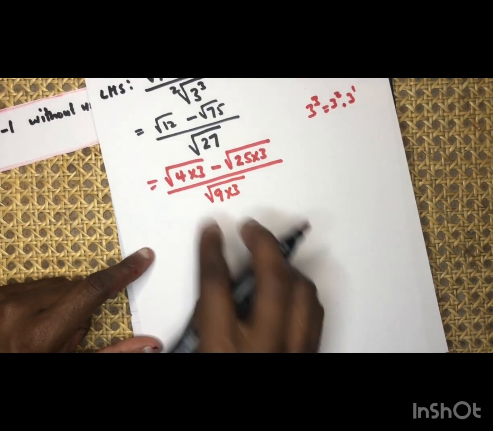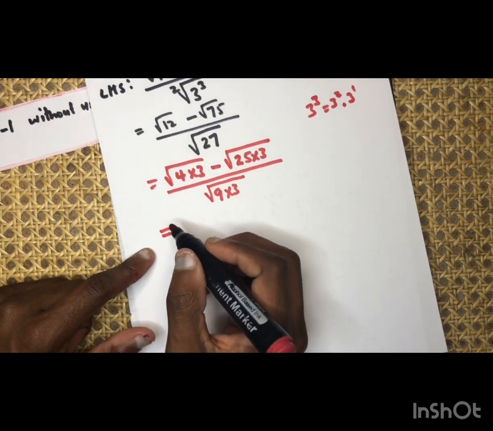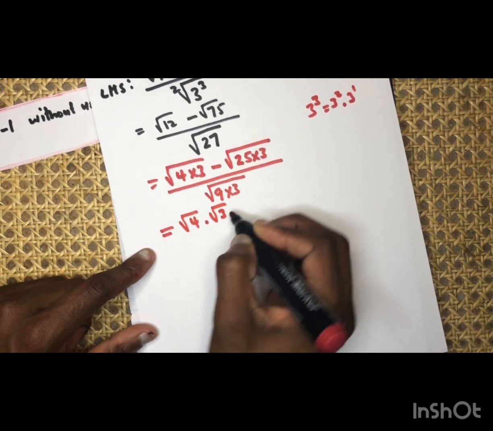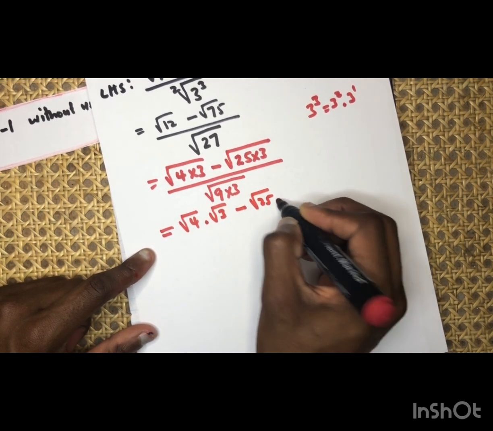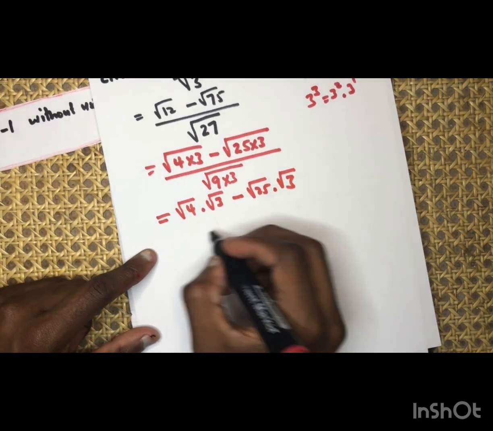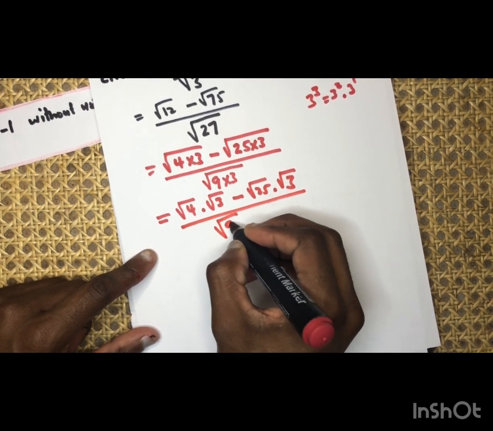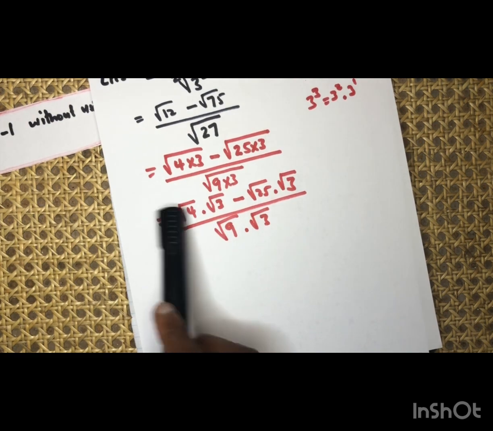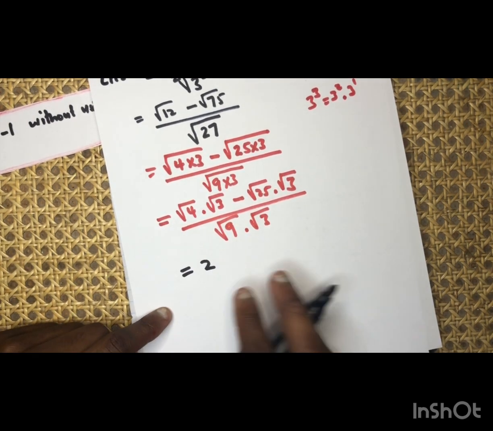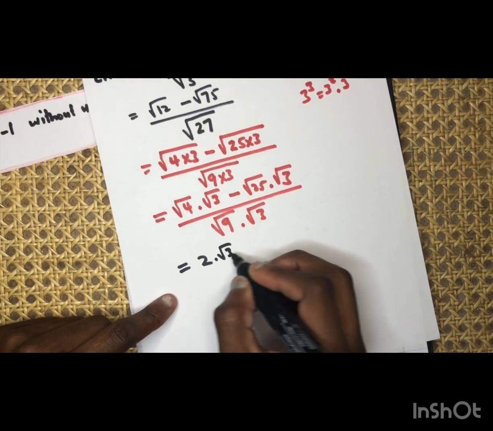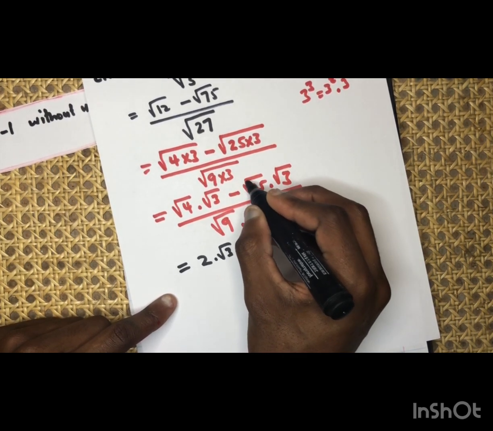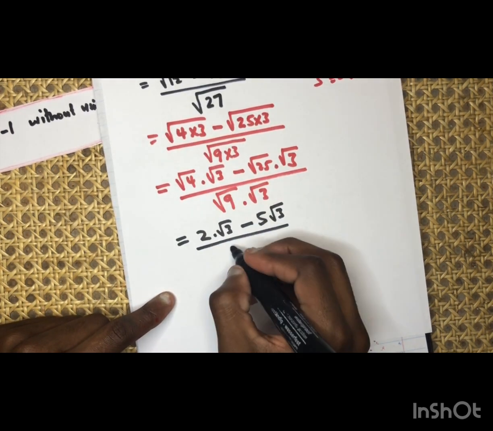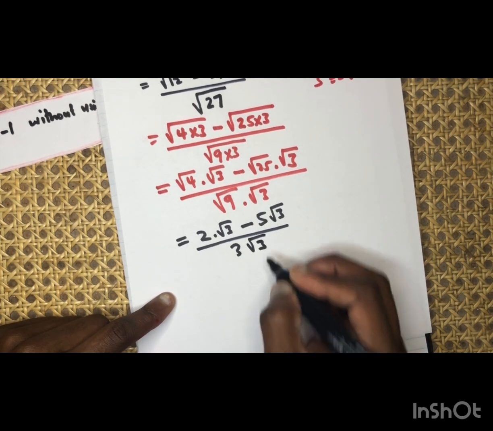Alright. So now let's apply law 1 of surds, which is multiplication. So I'm going to split this to have root 4 times root 3 minus root 25 times root 3, over root 9 times root 3. I hope you agree with me that root 4 is the same as 2, then times root 3, minus, you all agree that root 25 is the same as 5, root 3, over root 9 is the same as 3. Then we keep the irrational part here.